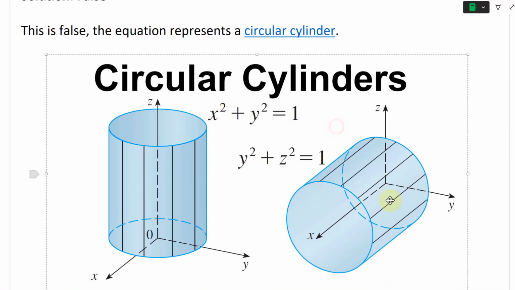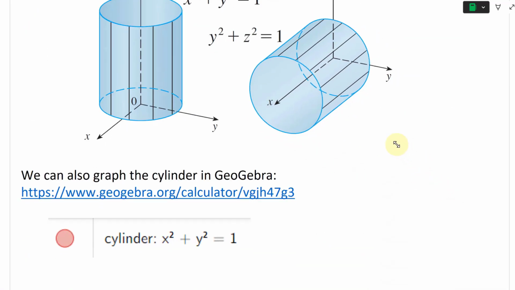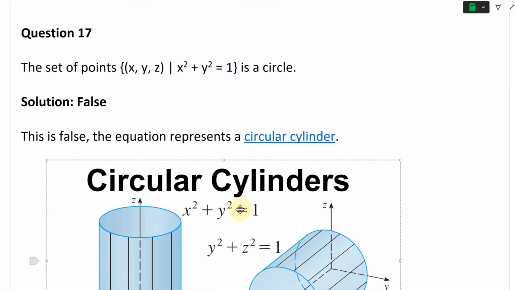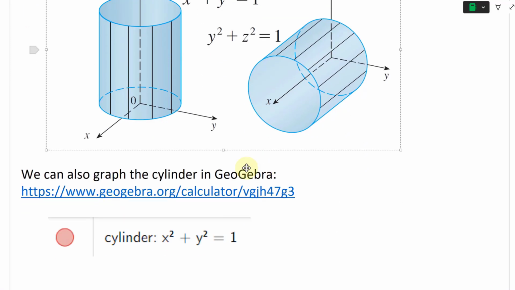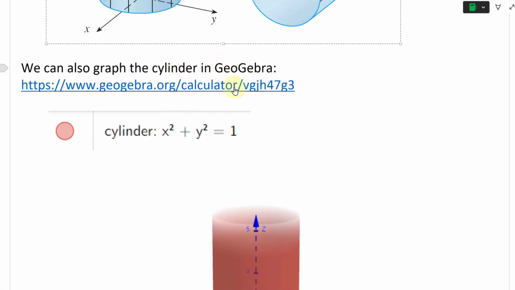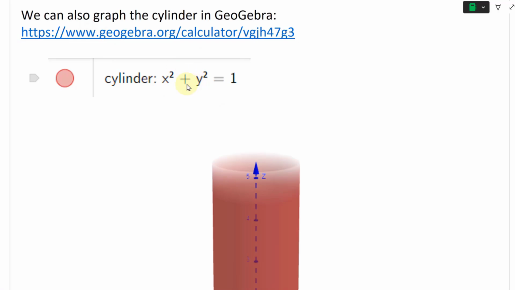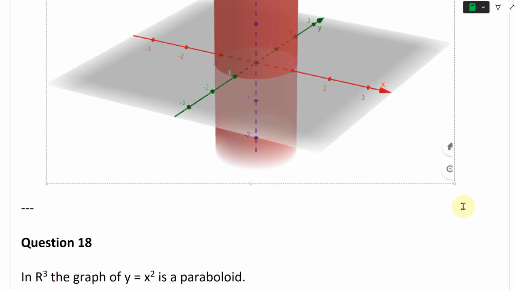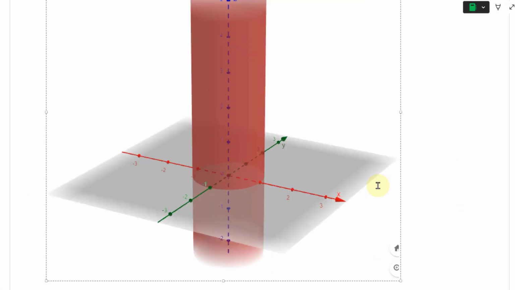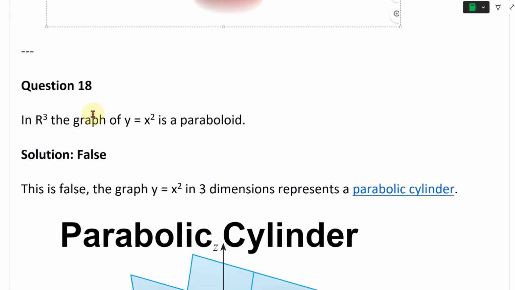That's in the link to my earlier video. If we have x squared plus y squared equals 1 in 3 dimensions, that is a cylinder. And here's a horizontal one: y squared plus z squared equals 1. We can also graph the cylinder in GeoGebra, using their 3D graphing calculator, just to double check. You type in x squared plus y squared equals 1, and we get a cylinder. I just wanted to put that in there so you can double check. So we got that.